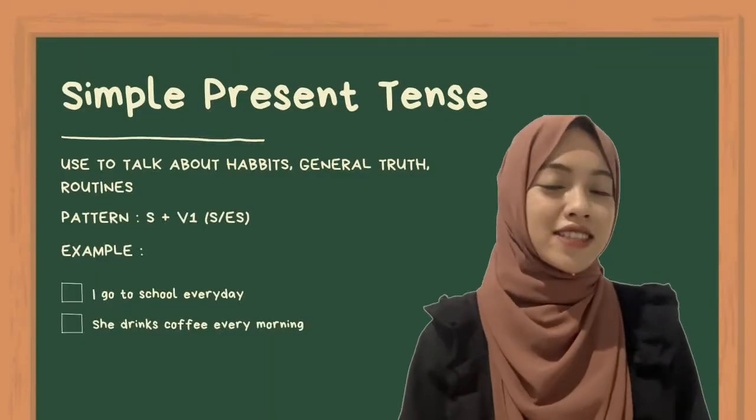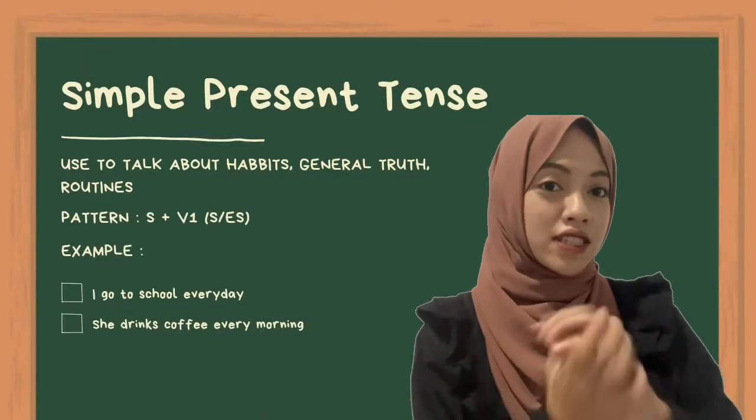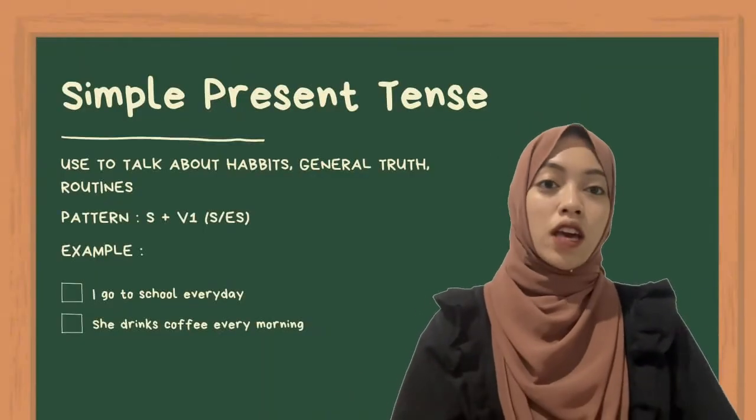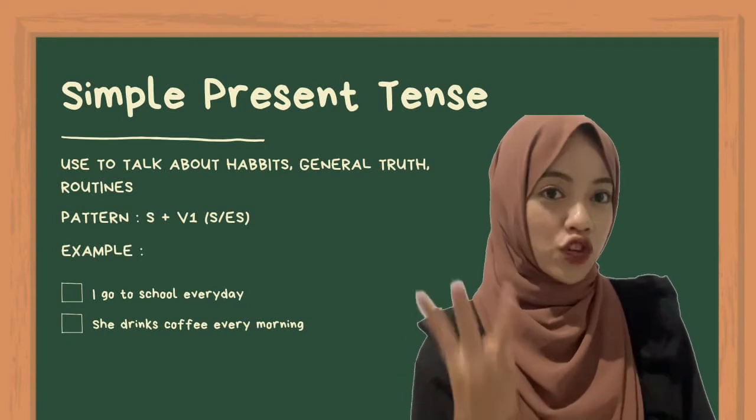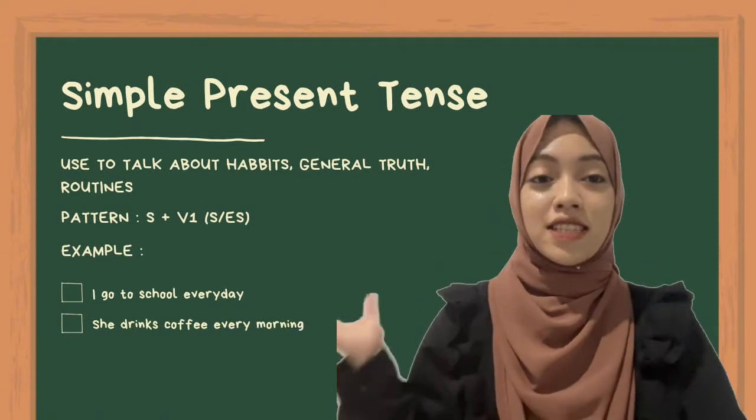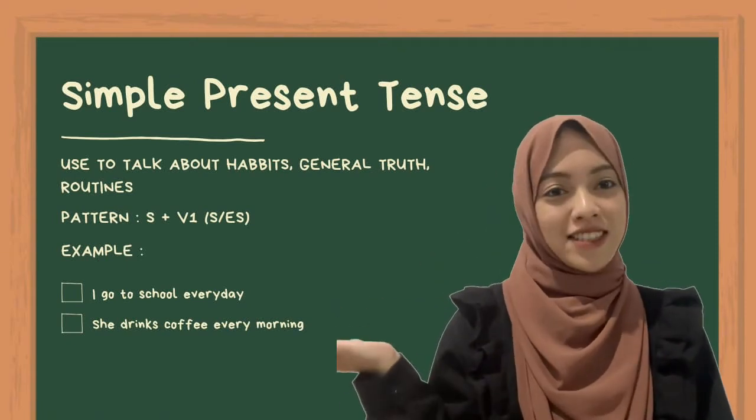Okay, now let's discuss each part one by one so that you can understand them more clearly and use them correctly in daily conversation. Let's go. Okay guys, let's start with simple tenses. In simple tenses, we have three. The first is simple present tense.